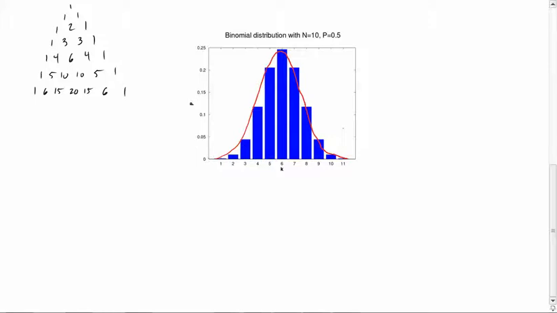And in truth, it's actually very, very close to the bell curve. As a general rule of thumb, if n times p is greater than 5, and n times q is also greater than 5, then we can approximate the binomial distribution using a normal curve.